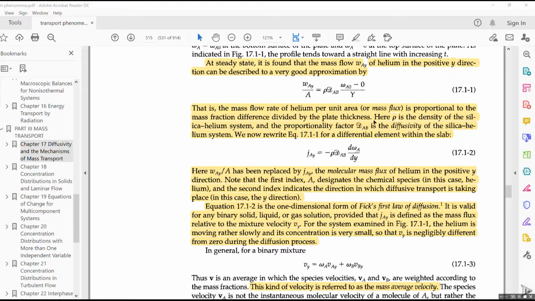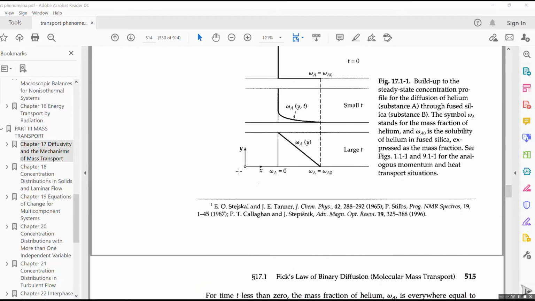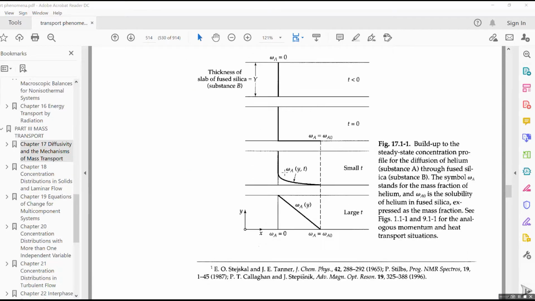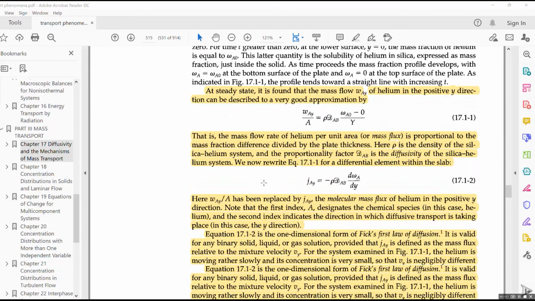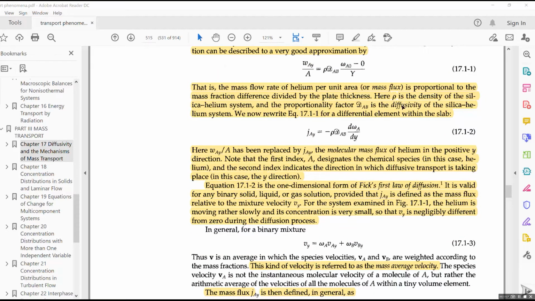Here rho is the density of the silica helium system. Think about it: when your helium is inserted and moves inside of your slab, the system is going to have A plus B. Then this system has some density that includes the silica and our helium gas. So this just represents the density of our system, our mixture. And DAB is the diffusivity of the silica helium system.